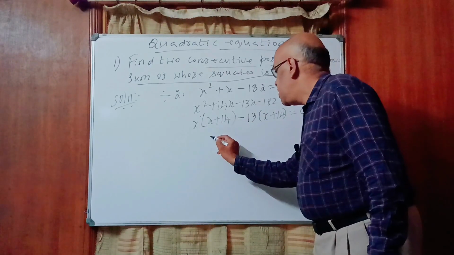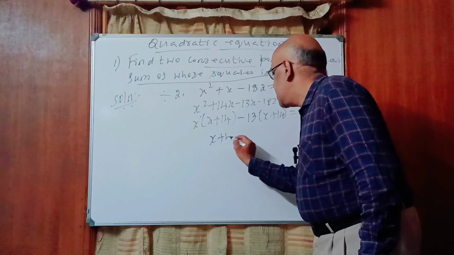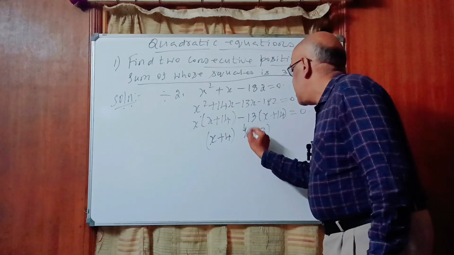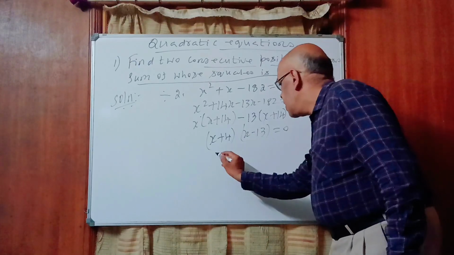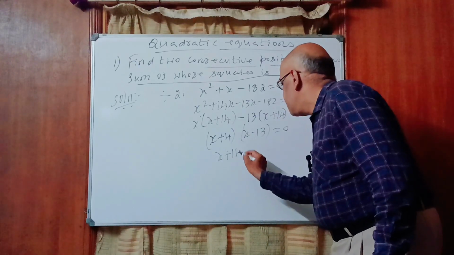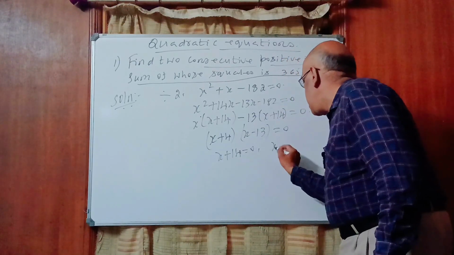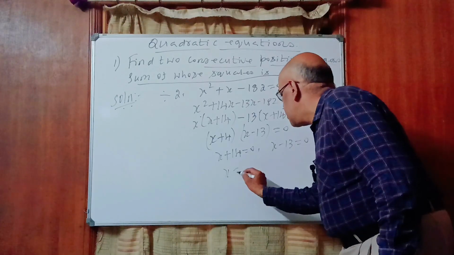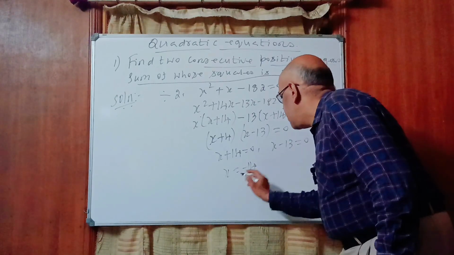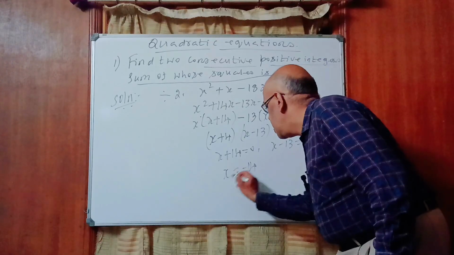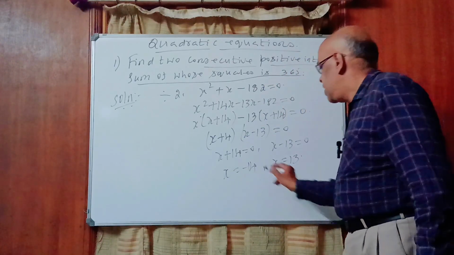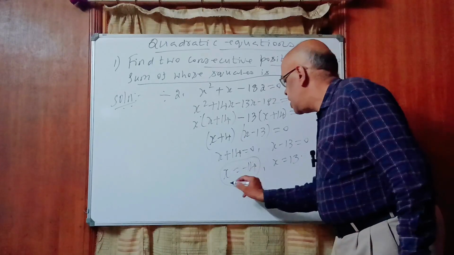Now x plus 14 is one common factor, children. Then x minus 13 is another factor. Now x plus 14 is equal to 0 or x minus 13 is equal to 0. x is equal to minus 14 or, the other factor, x is equal to 13. Now this is ruled out, children.